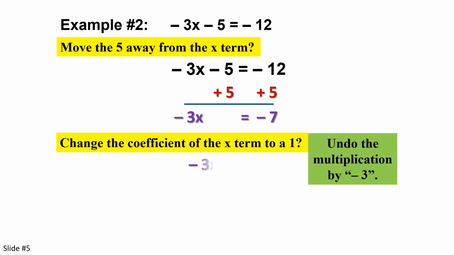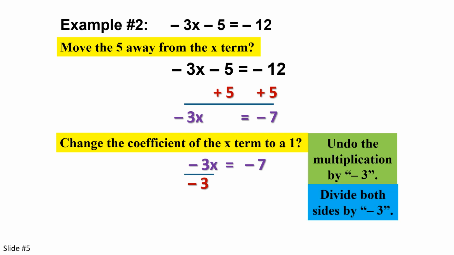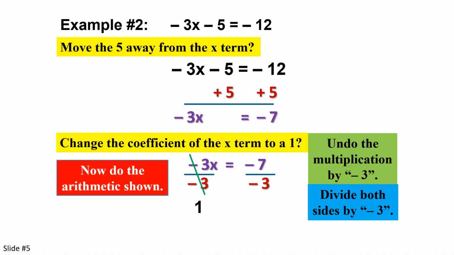Now we need to change the coefficient from a negative 3 into a 1. So we have to undo that multiplication by negative 3. So we're going to divide both sides by negative 3. Do the arithmetic shown. And we end up with 1x equals 7/3. But then, of course, coefficients of 1 aren't normally written. So x equals 7/3.